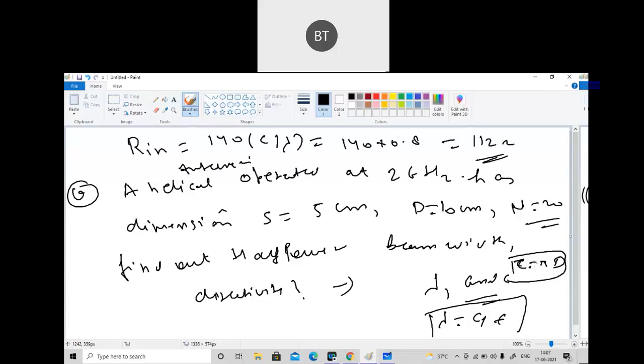One problem will be there in your RTO paper based on this helical antenna. Either they will ask you what is a helical antenna, describe it, what is the half power beam width of a helical antenna, what is the full power beam width, or mostly they go for the numerical part.